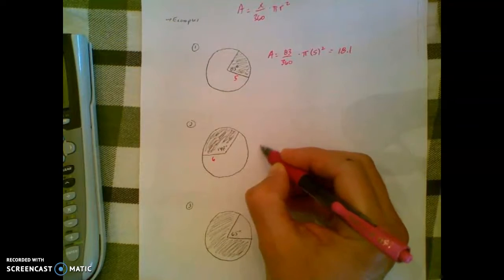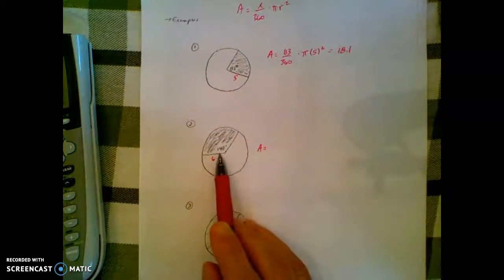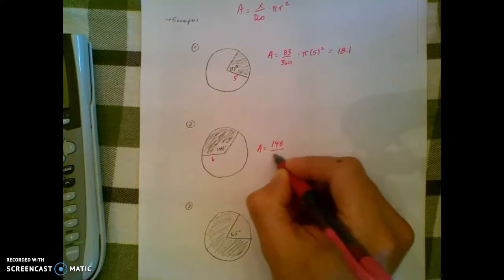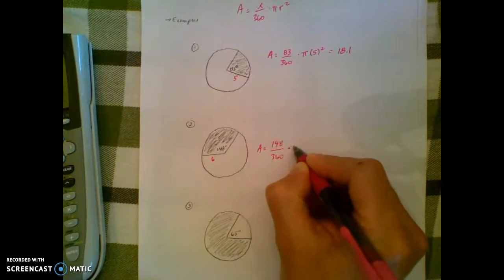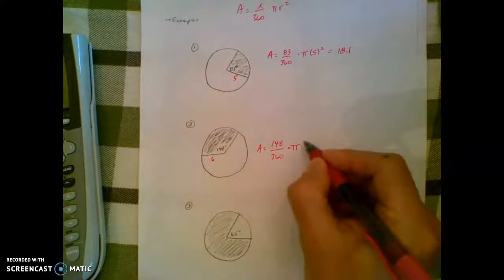So now when I use the formula, remember it's x over 360. X is always the angle measurement. So I put 148 over 360. And then I multiply that times pi r squared. Radius, remember I just gave it the 6.